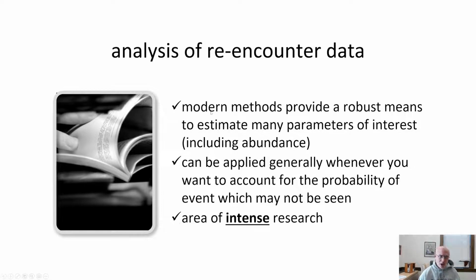So the modern methods which have evolved over the past 40 or 50 years will allow you to estimate all those parameters, including abundance. And what I think is really interesting and worth keeping in mind is that we're going to focus on populations and animals and living organisms, but you can apply these methods generally whenever you want to account for the probability of an event which may not be seen. So as we get through the course of the semester, we'll actually look at a few examples of where that can be done. And in fact, we introduced an example earlier.